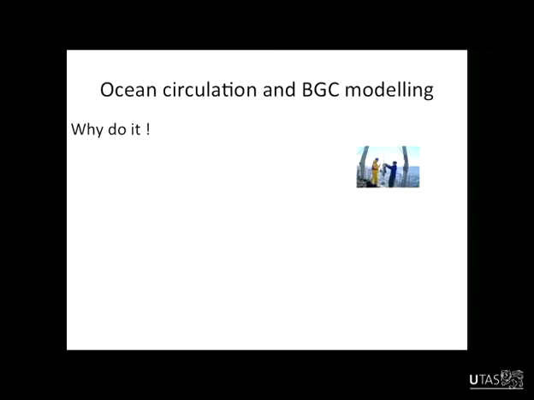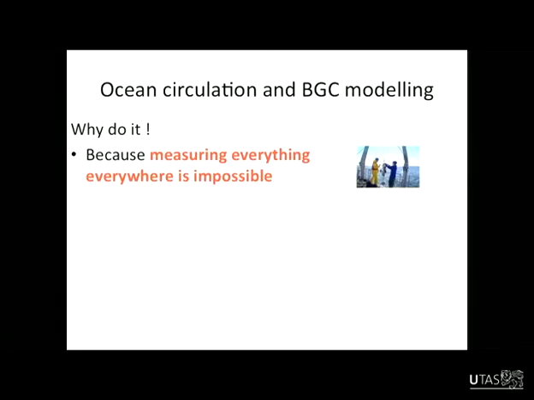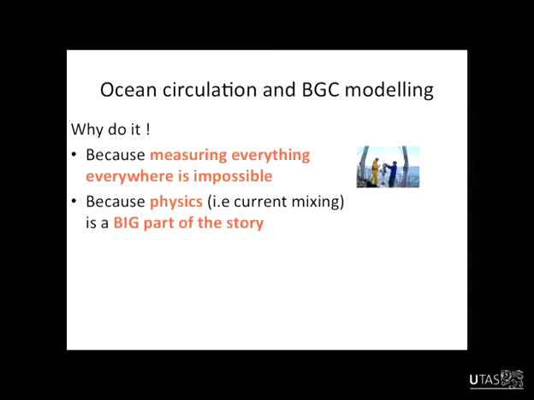Why do we do it? Because while we love to go at sea and measure stuff, we can't measure everything everywhere. It's just impossible. Even if you give me a lot of money, it's not going to happen. So we need models to help us understand how the system works. And also because the physics is a big part of the story. I know some people hate physics, some people love physics. Well, when we do biogeochemistry, we can't live without the physics. It's a big part of the signal.